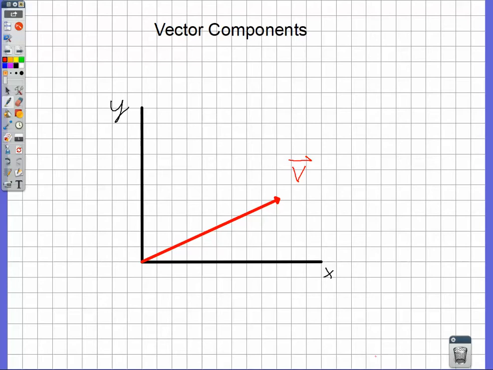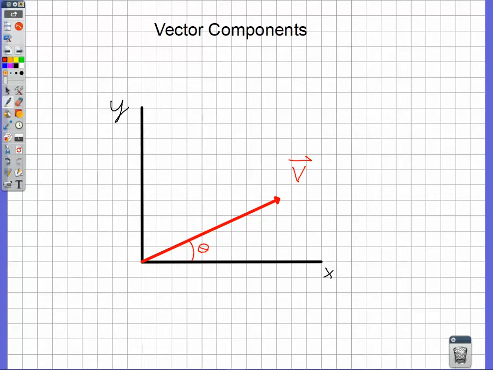All right, so here we have a vector v. Let's say this is a velocity vector. And we say that this velocity vector has a magnitude, that's the length, and it also has a direction. It would have some angle theta here, that in this case it's making with the x-axis.